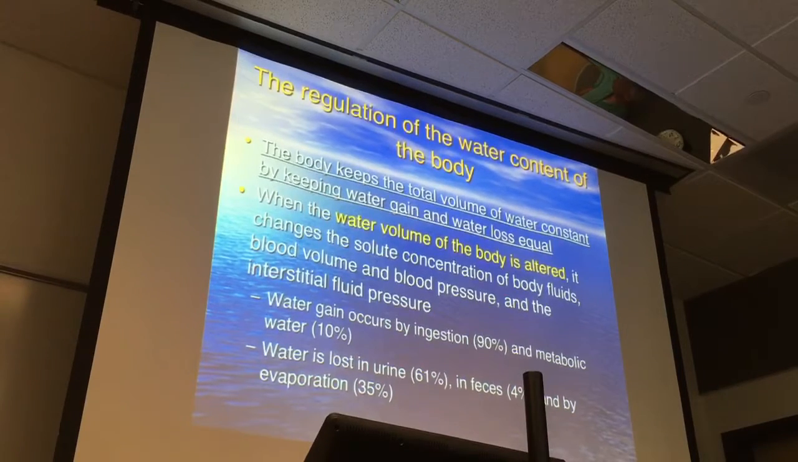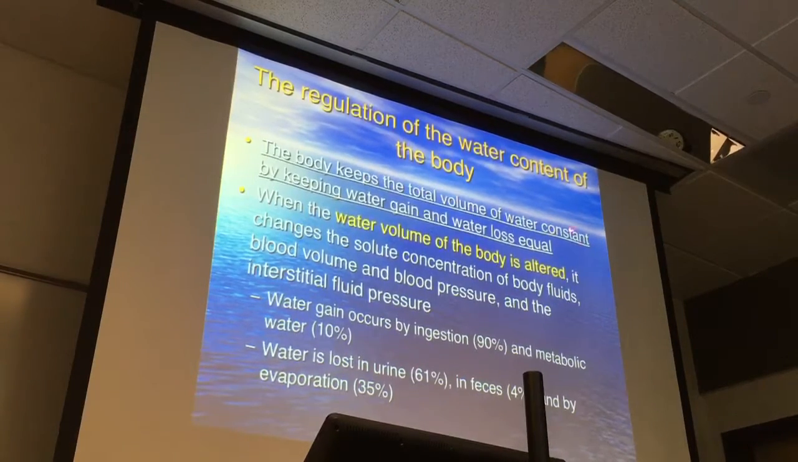Regulation of the water content in your body. Your body wants to keep the water content of your body, how much water is in your body, constant, okay? What's one reason it's got to be held constant? If you have too much water, what builds up in your plasma? Water. What does that do to blood pressure? So the hidden reason behind you have to keep it constant is for blood pressure. Okay? Too much water, too much blood pressure. Too little water, too low of blood pressure.